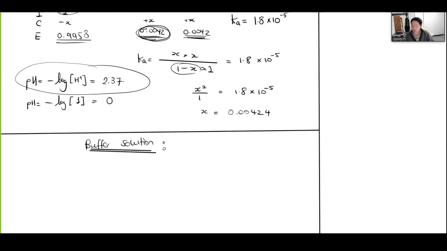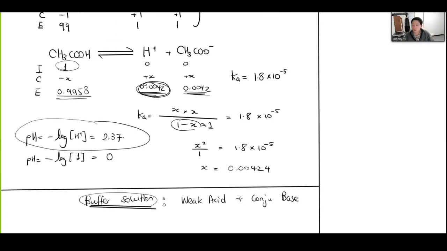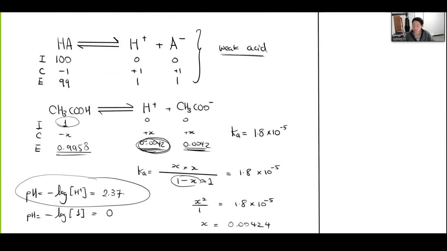But buffer solution is something that resists that sort of change. And how does it do that? Because it is made of weak acid, typically weak acid, and its conjugate base. Okay? So, let me ask you this. So I've got this weak acid here.